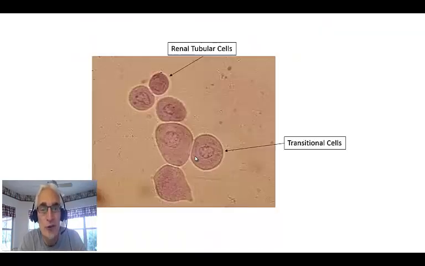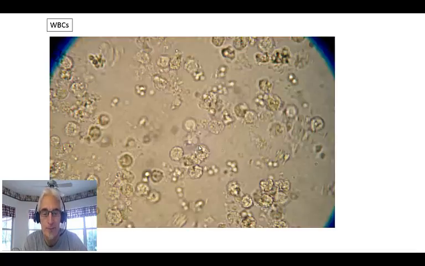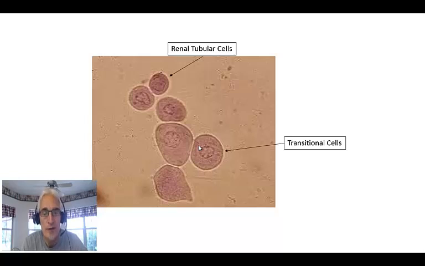Now, there's some other cells that you will see occasionally in the urine. The renal tubular cells are cells that line the collecting system, and the ureter. They are about twice the size of a white cell. And then you have the transitional cells. These are pear-shaped cells that line the bladder. They're twice the size of the renal tubular cells, and about half the size of an epithelial cell. Renal tubular cells and transitional cells. Again, you'll occasionally see these in the normal urine. 1 or 2 of those, not a big deal.